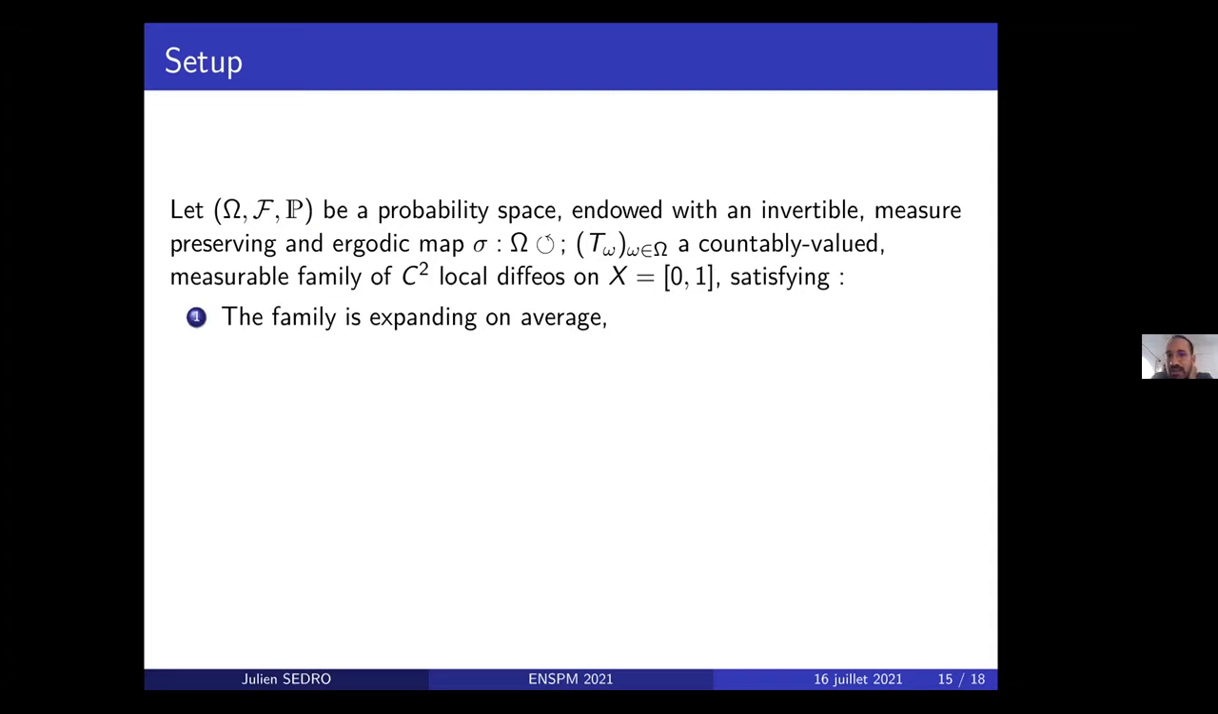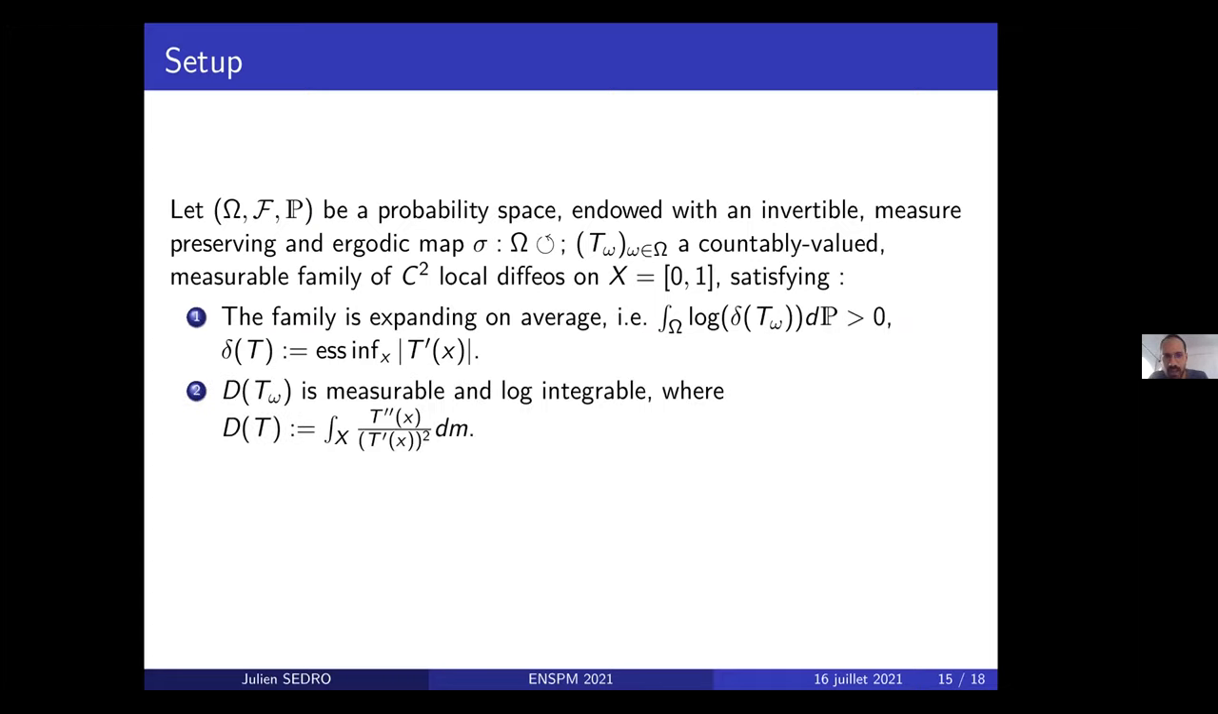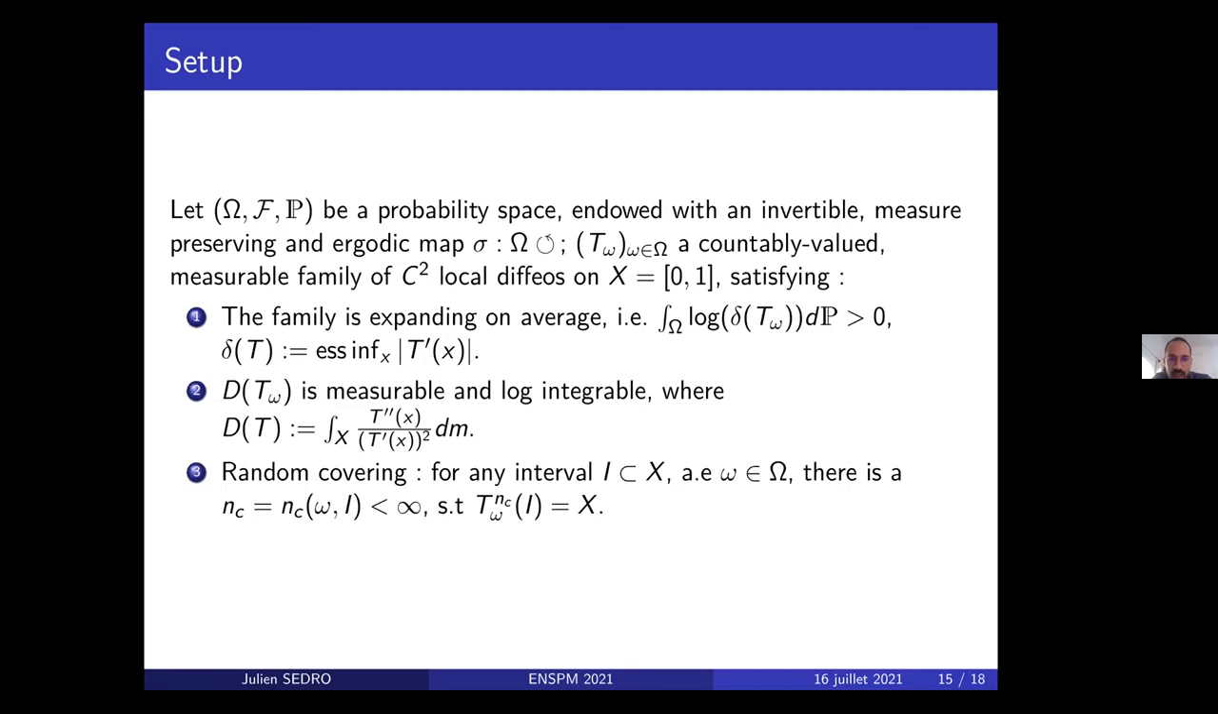You have this expanding on average property. So you want the logarithm of the essential infimum of the derivative over the family to have positive integral. And this replaces the uniform bound on the delta t omega that you had in the previous situation. Now you ask that this distortion coefficient is log integrable. This is another important assumption. And you ask for some random covering. So if you take some small subinterval, you want that there is some iterate that is the whole phase space.